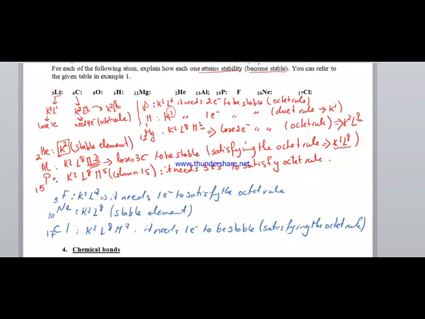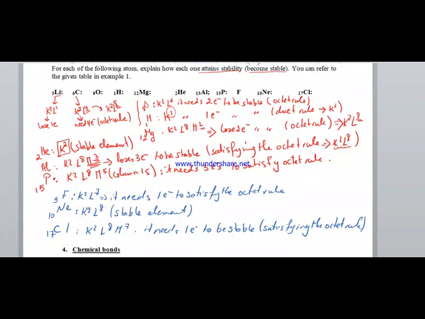Okay. For the element fluorine, fluorine has atomic number 9, the electron configuration K2L7. Since it has 7 valence electrons, it needs 1 electron in order to be stable, satisfying the octet rule.